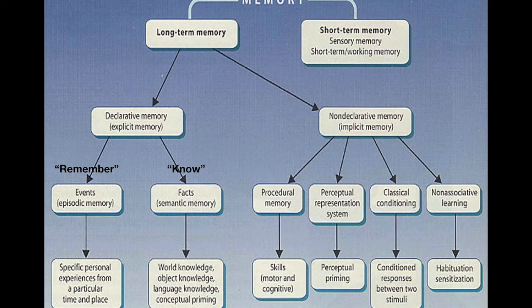Perceptual representation system is associated with priming effects. You are primed with one picture, for instance, and it may have an effect on how you respond later on. This is largely automatic, so you don't have control over this.